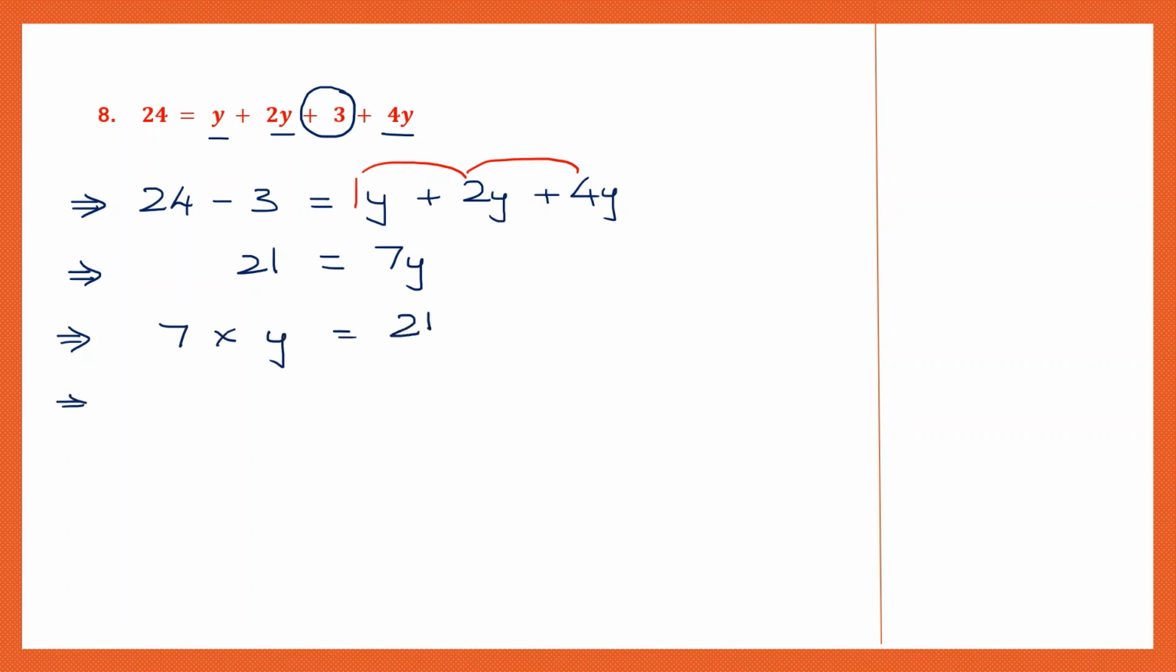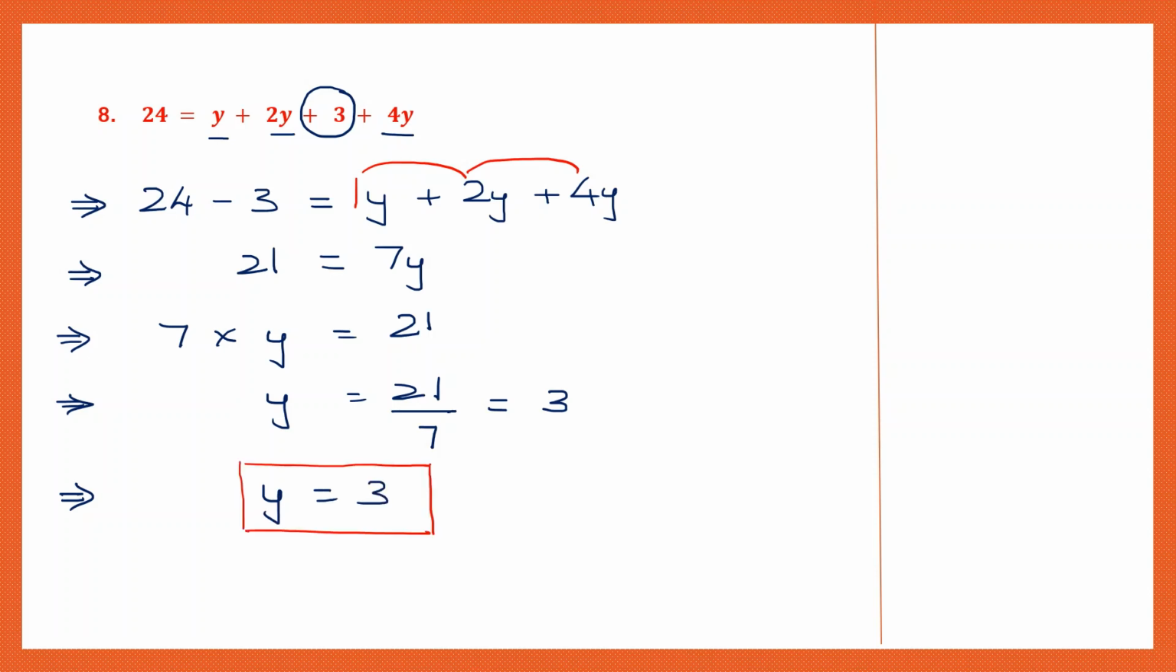So now we can find the value of y. We can say 21 by 7 because we have transposed plus 7, which is multiplication, to the right hand side. 21 divided by 7. 7 threes are 21. So we have found the value of y to be 3. So y is equal to 3.